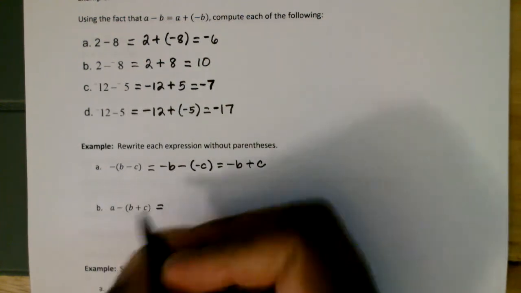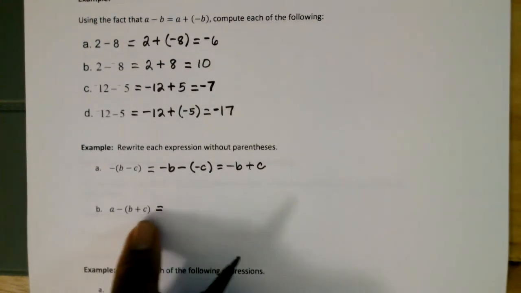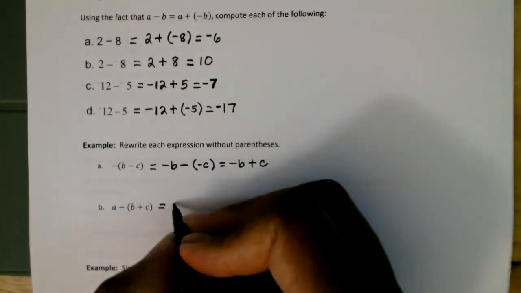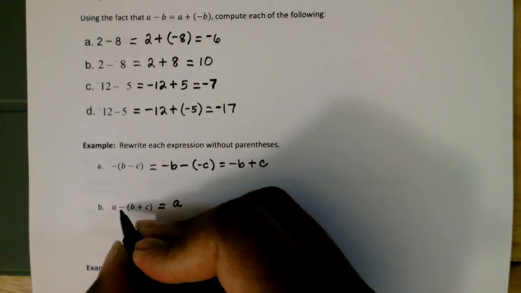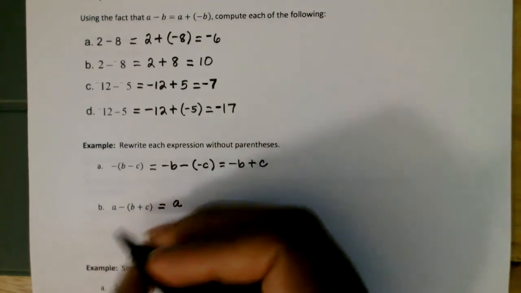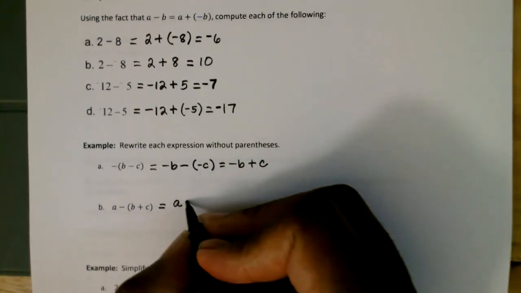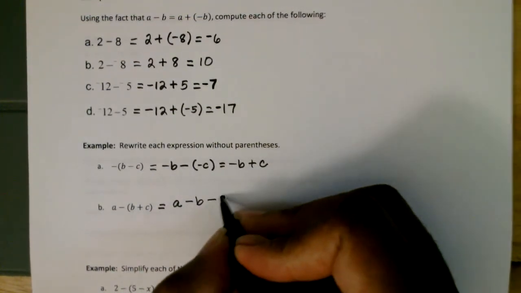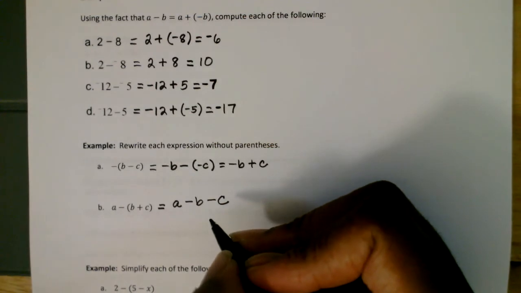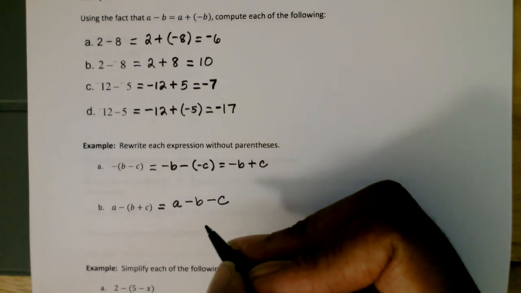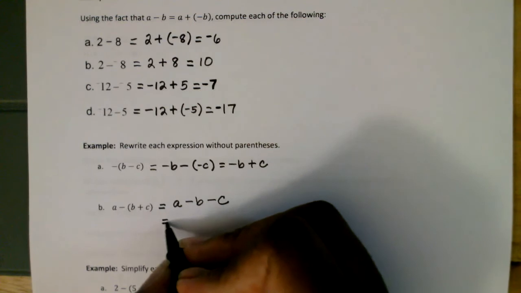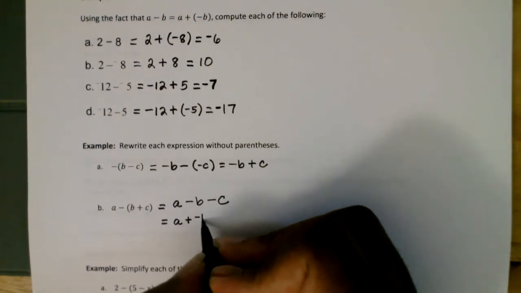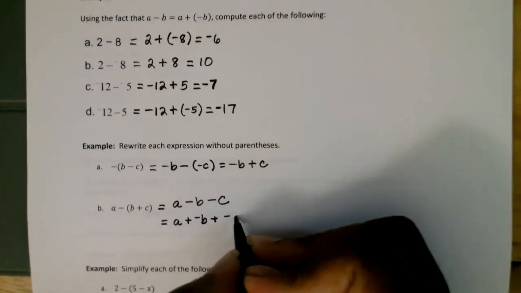And then part B, A minus, in parentheses, B plus C. Well, let's bring over the A. Now, in this case, the opposite of B would be minus B, and then the opposite of plus C would be minus C. And I'm sure they probably want it to be written like this, adding negative B and adding negative C.